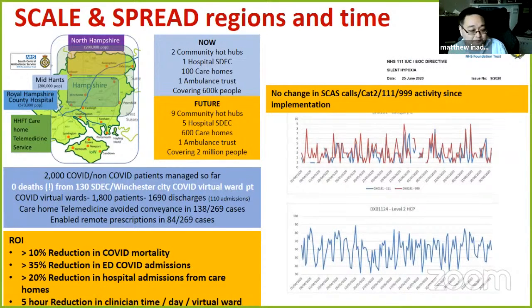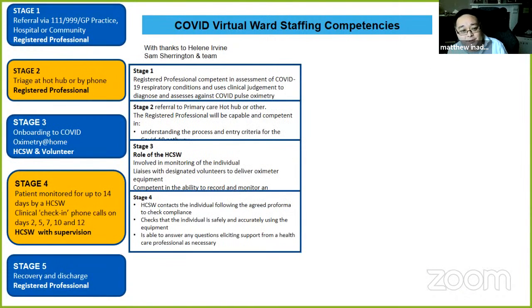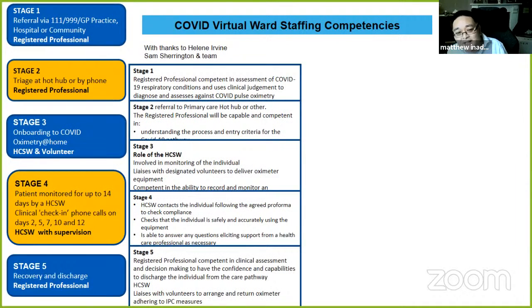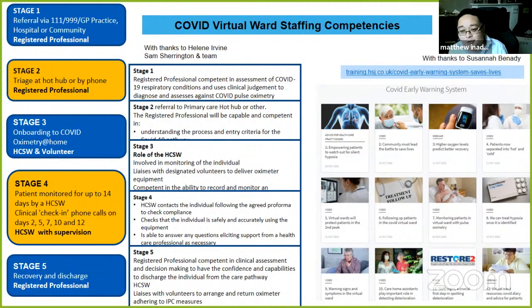We are stretched enough as it is. Next slide, please. And what that means is we will have to get our staffing competencies right, to think about the different stages of triaging, onboarding, referral, monitoring, and have the educational resources that back that up. And the Health Service Journal have put these e-learning resources online with free access for all NHS staff. So I urge you to check them out. Next slide, please. Because we have our opportunity.